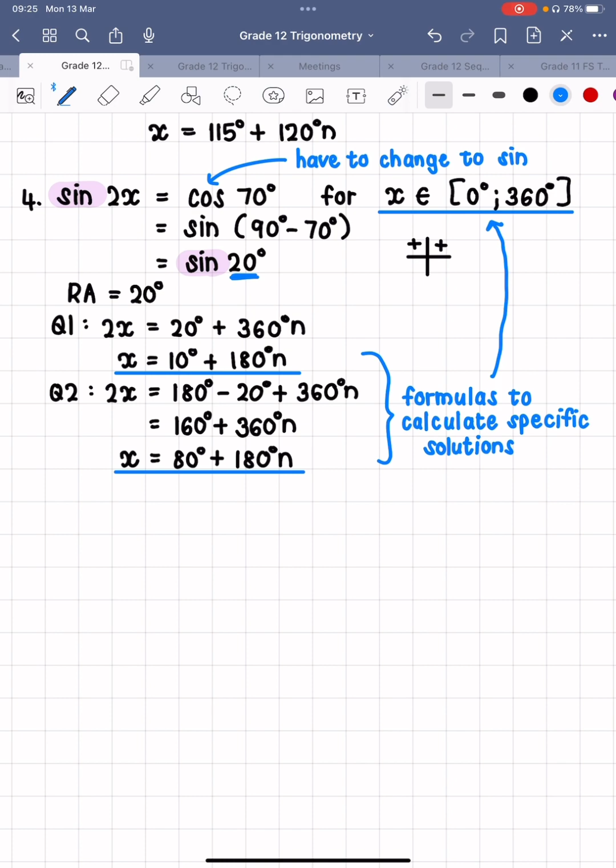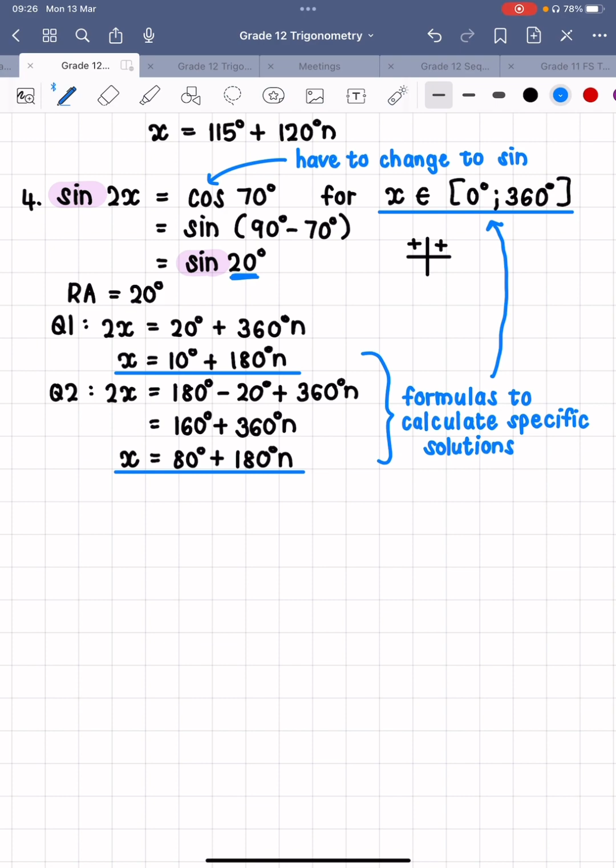All right, they can give you different intervals. They can say negative 180 to positive 180, 0 to 540, whatever. They can give you any kind of interval of values. Okay, now guys, this is now where the n comes in. We are now going to sub in values for n. So I please want you to have your calculators on hand.